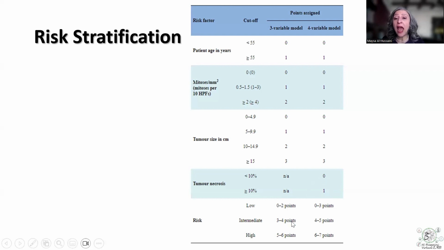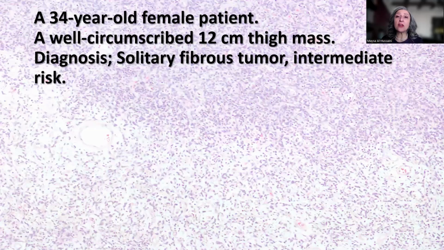So the final score for our tumor, whether on the 3 or the 4-variable model, was 4 points, meaning that the tumor carries an intermediate risk for recurrence and malignant behavior. So the final diagnosis in this case is solitary fibrous tumor of soft tissue of intermediate risk.